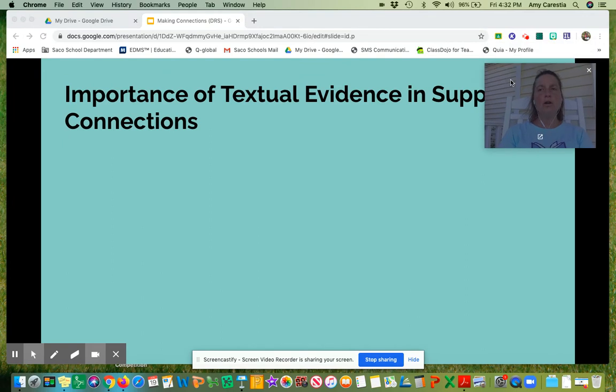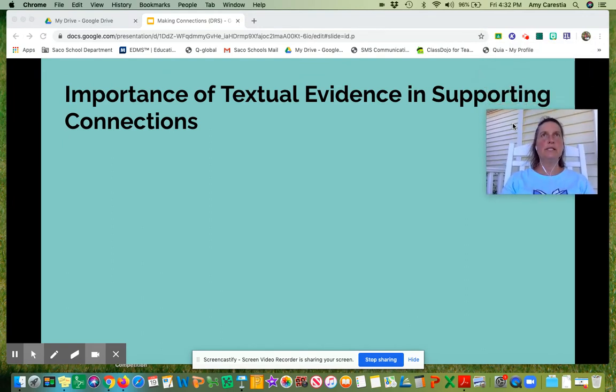When you are writing about a type of connection that you have made with the text that you are reading, you need to use textual evidence from the story. It doesn't matter if it's informational text or a novel or a short story or a magazine article or a newspaper article. You need to have quotations from the text that support the type of connection that you are trying to make with what you're reading.